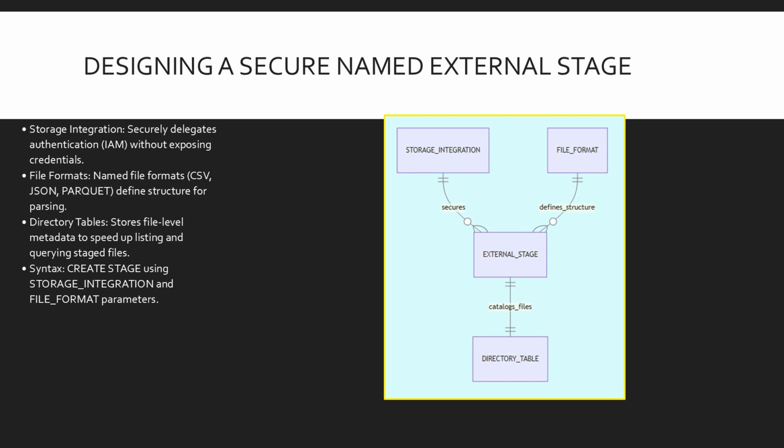This diagram shows the dependencies for a robust stage design. The storage integration entity is connected to the external stage, providing security. The file format entity connects to the stage to define the data structure. Finally, the stage is linked to a directory table. This relationship is crucial because the directory table indexes the files on the stage, allowing for fast retrieval and query performance.